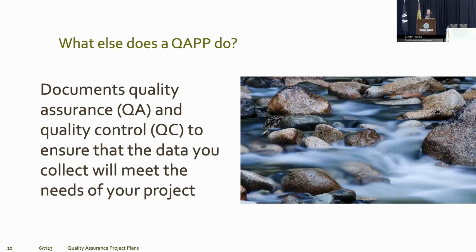And then quality control are the techniques and activities used to fulfill the quality requirements of your overall system. And these, for example, could be collecting field duplicates while you're in the field or collecting extra volume in the field to send to a laboratory in order for them to run their QC samples. So all of these components should be incorporated into your quality assurance project plan to document, to ensure that the data you will collect will meet the needs of your project.